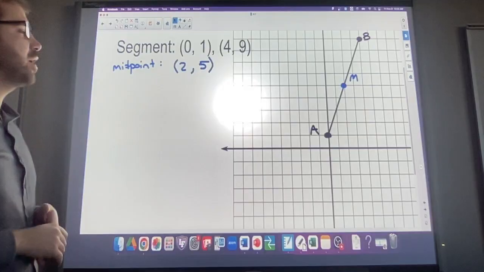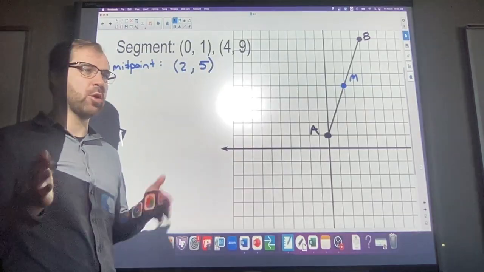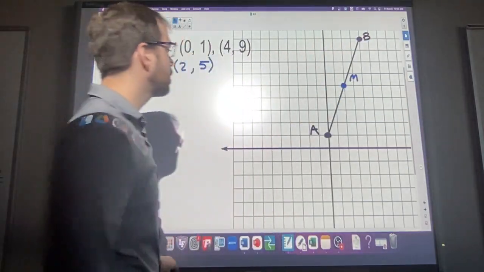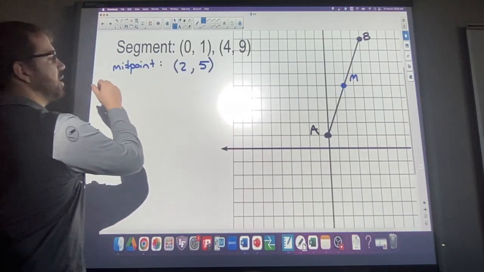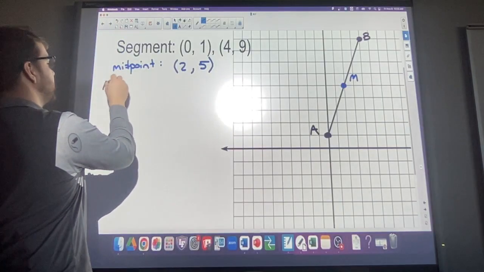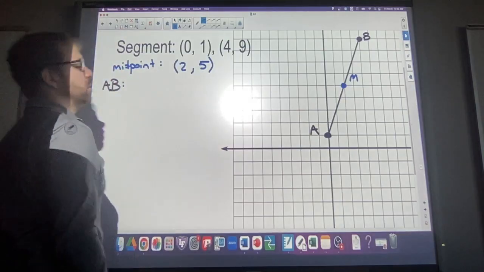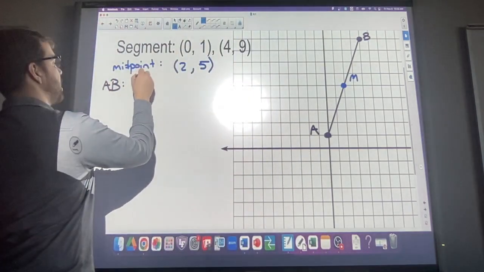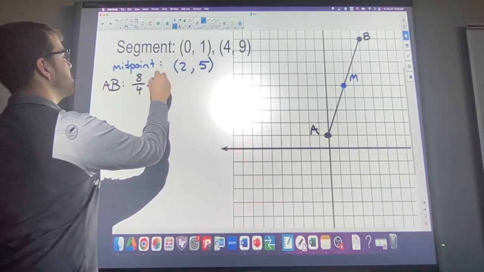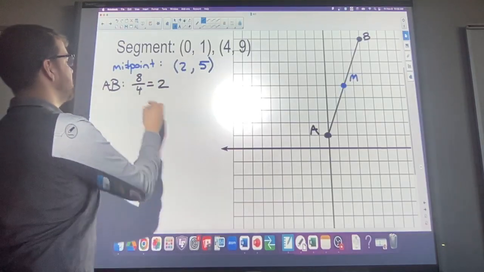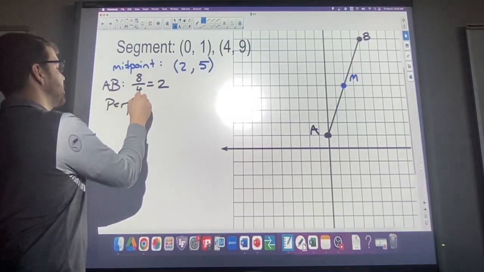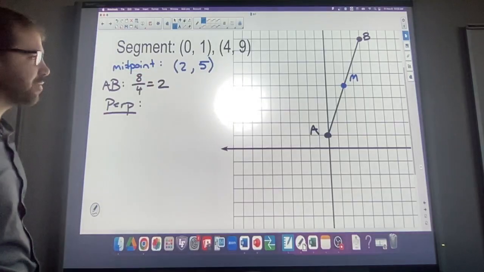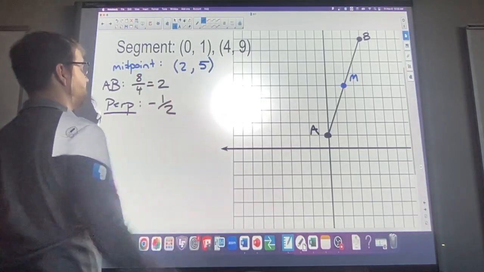Now, in order to find the perpendicular, I have the midpoint, I've bisected it. I need to find the slope of this, and then I find the perpendicular slope. You can just count the spaces. I'll label it as AB. My rise is up 8 over 4, which is the same as 2. So my perpendicular slope is going to be the opposite reciprocal, meaning I flip it and make it negative. So my slope is going to be negative 1/2. All right, I have everything I need.